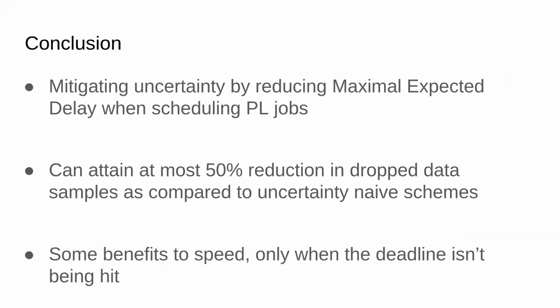And so in conclusion, you can mitigate uncertainty when scheduling parallel learning jobs by reducing the maximal expected delay of each worker associated with each job. And doing this will earn you at most about a 50% reduction in dropped data samples as compared to an uncertainty naive scheme. While there are some benefits to speed, this only shows up when not very many workers hit the deadline. Because if the cluster load is high enough that workers hit the deadline, then each job is only going to take the same amount of time, regardless of how the data is allocated.